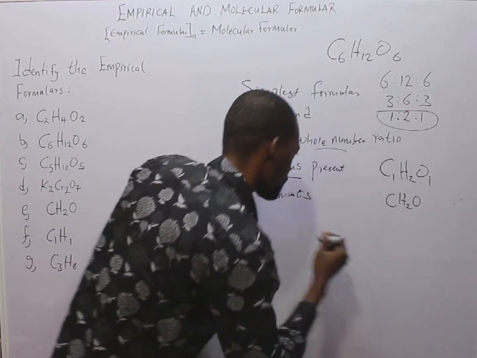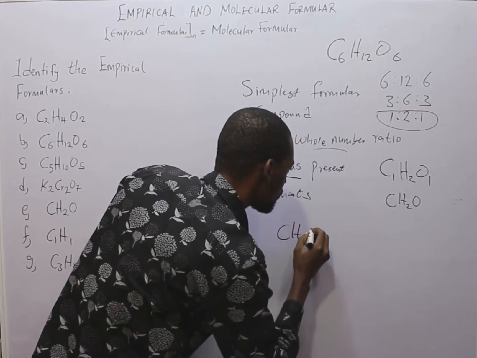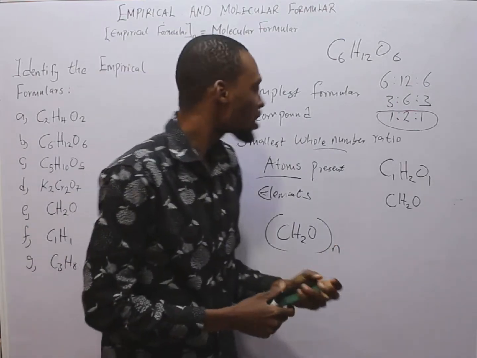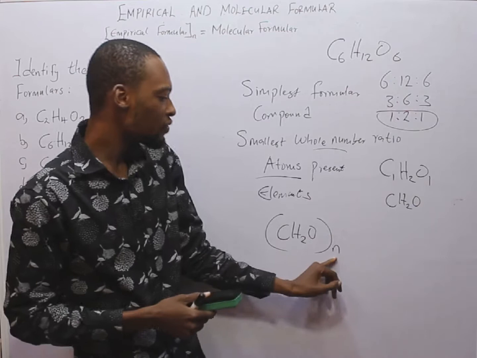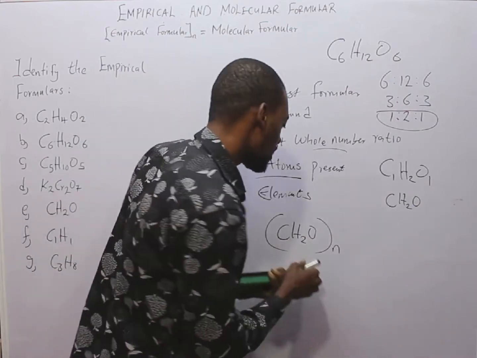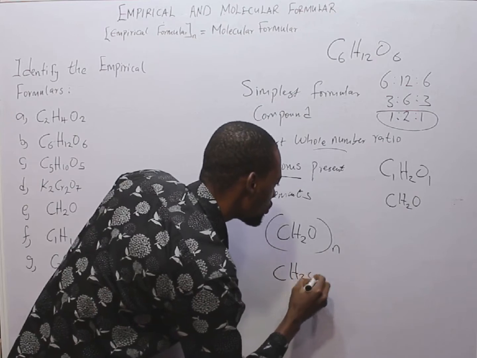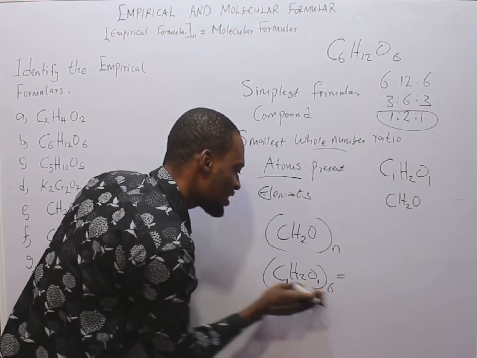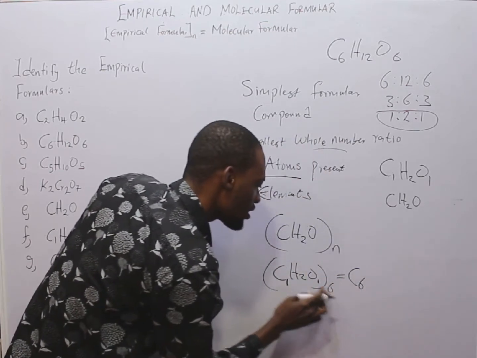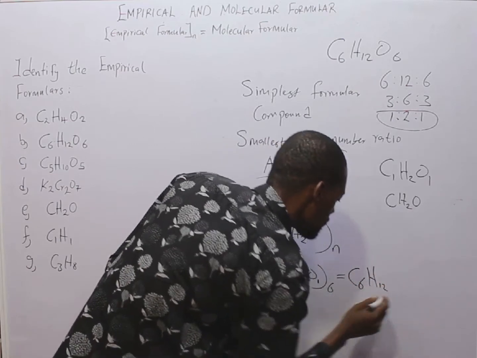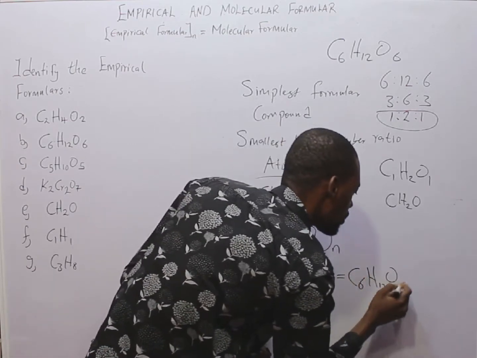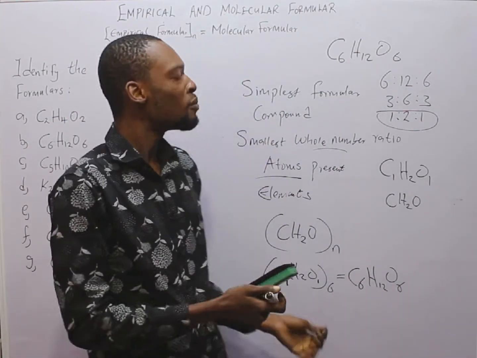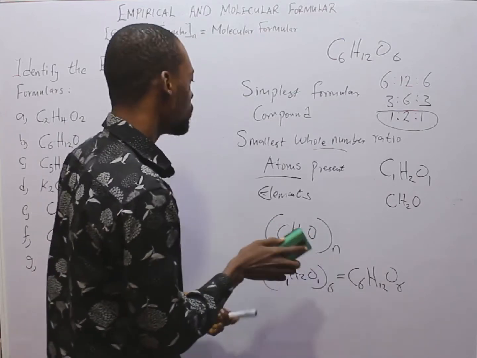Given this empirical formula, CH2O times n, what do you think n will be? If you are told that this is the carbohydrate and you are given n to be 6, CH2O times 6, this is the same thing as C1H2O1. 6 times 1 is 6, 6 times 2 is 12, and 6 times 1 is 6. You see, multiplying the empirical formula by a constant, you get the molecular formula. That is the relationship between empirical formula and molecular formula.